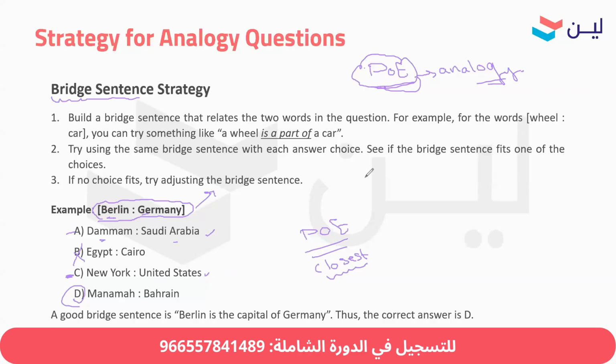One more thing, and I'll write it in another cloud here, and this is very important: the order. The order of the analogy is very important. Why did I directly eliminate B, Egypt to Cairo? Because of the order. Did you notice? It could be correct only if it's what?